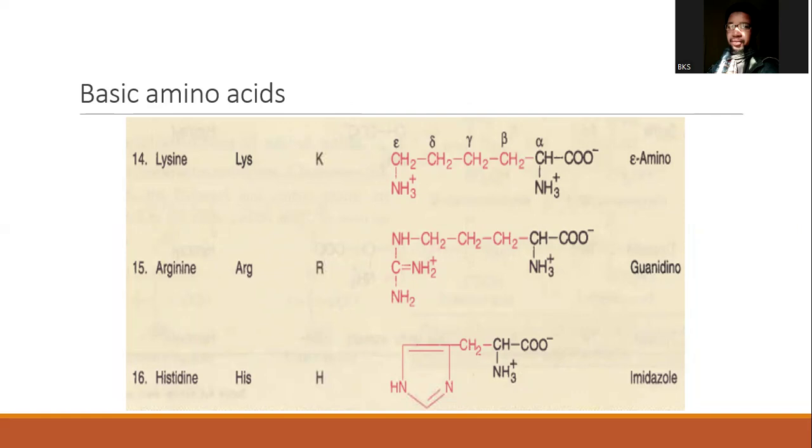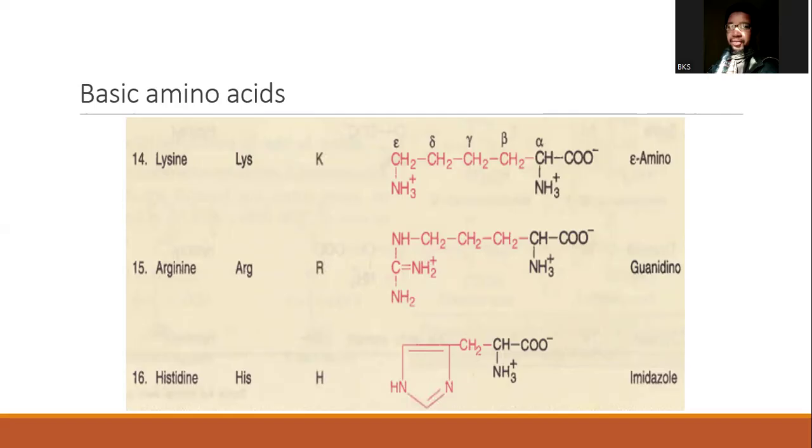Then arginine. In arginine, attached to the alpha carbon, you have a beta carbon. Attached to the beta carbon, you have the gamma carbon. Attached to the gamma carbon, you have the delta carbon. Attached to the delta carbon, you have a guanidino group. And we said the guanidino group is nothing but a carbon surrounded by three amino groups.